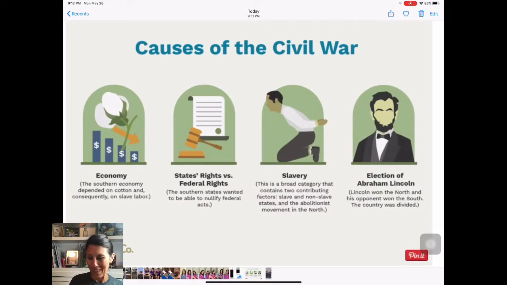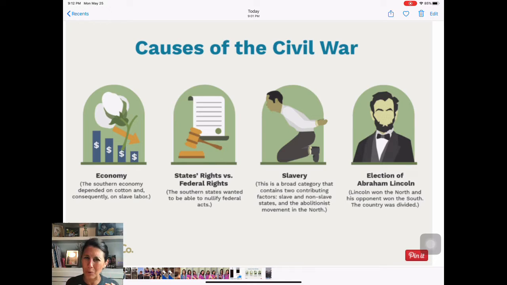So here we go. The causes of the Civil War, right? Everyone always thinks slavery was the cause of the Civil War. That's not the only reason. It was definitely the economy, particularly of the South, this cottonocracy, where they depended so much on cotton and slave labor. That really was the driving force for the South and led to their decision to secede, or withdraw, from the Union. It was also about states' rights and federal rights.